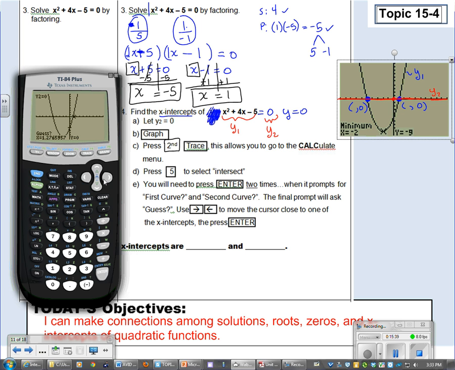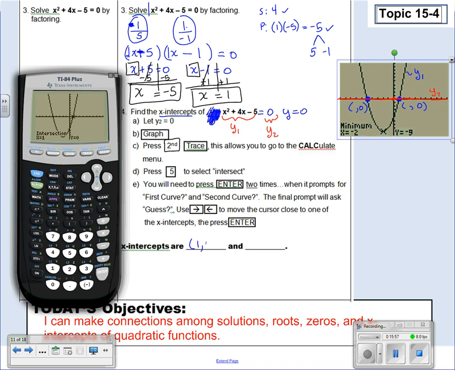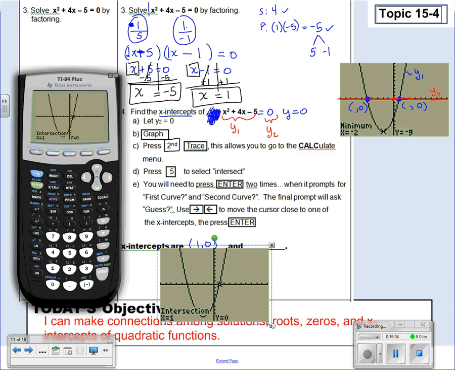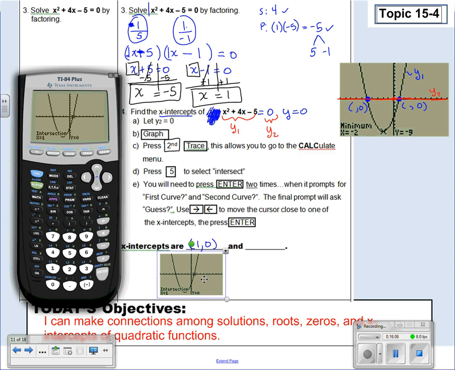So I'm going to move my cursor to the right, and you will see the cursor is getting closer. I even passed it up. I'm going to get as close as I can, or what I think is on it, and then don't forget to press enter. Once you press enter, you will see intersection 1, 0. So one of our intersections is 1, 0. But now there's 2 of them. It intersects 2 places. So now we want to find the second intersection.